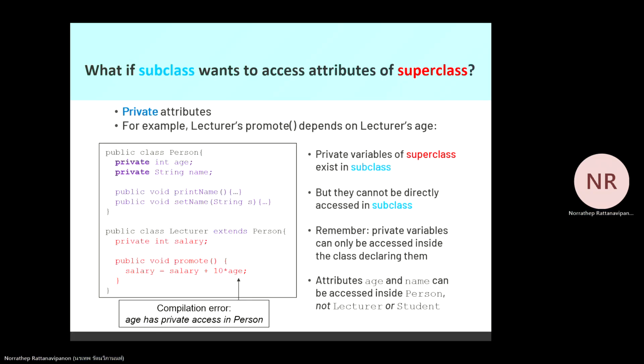We also see that if the superclass has the attribute as private, this attribute, even though it is inherited, cannot be accessed directly inside a subclass, because private attributes can only be accessed by the class where they are declared, which is the person. But the lecturer is a subclass of the person. It's not exactly the person, it counts as a different class. That's why it cannot access the private attributes.